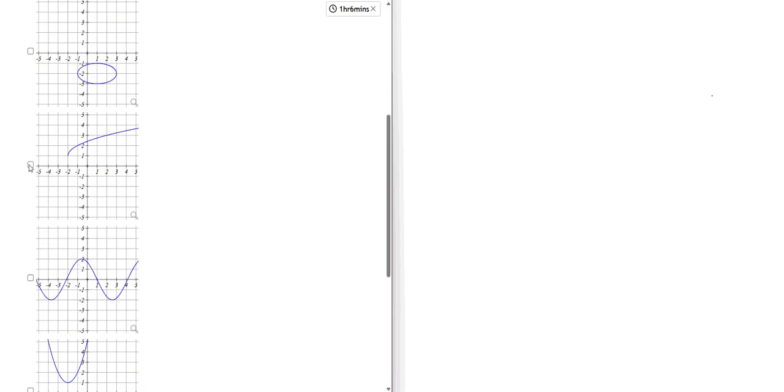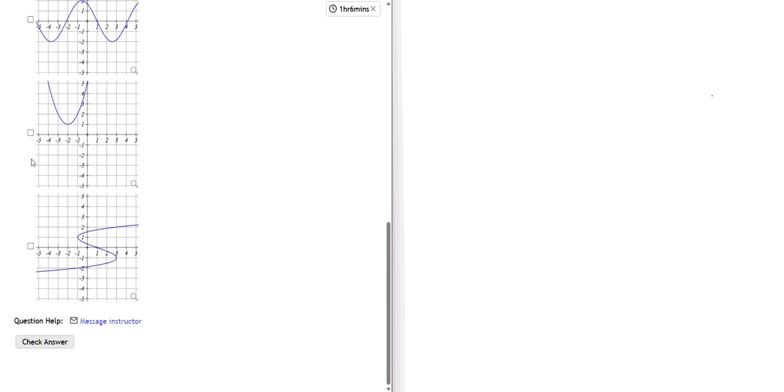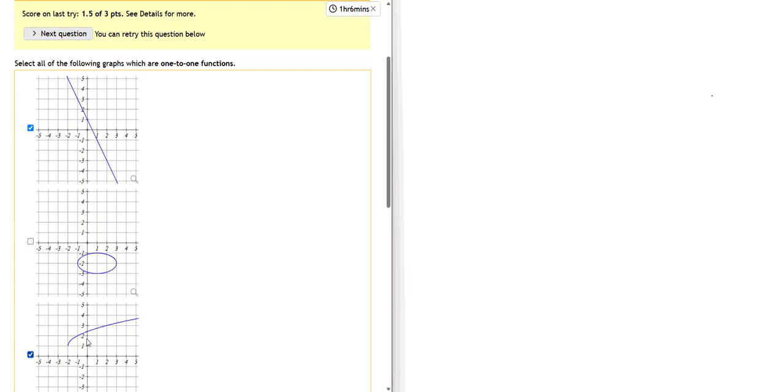The next one passes both. The next one after that, this one is a function, but it doesn't pass the horizontal line test, so it's not a one-to-one function. The next one down is parabolic, and that passes the vertical line test. And the very last one here does not pass the vertical line test, so it is not a function.